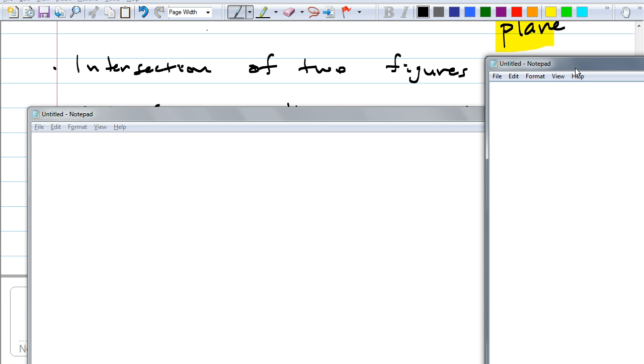Next term we're going to define is intersection of two figures. How would you define intersection of two figures? This one's kind of interesting. Well, let's think about two figures that are kind of simple. What about intersection of two lines? What do you get? Raise your hand if you think you know. When the two lines intersect, what do you get?